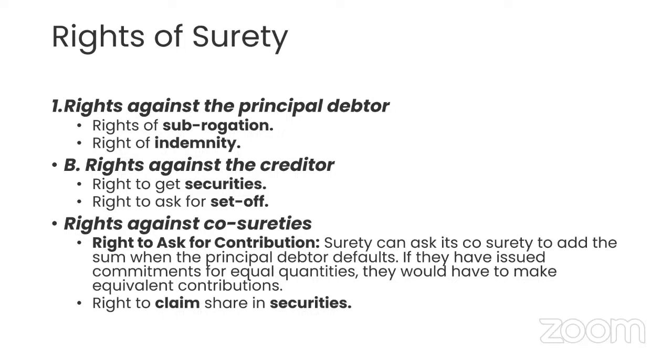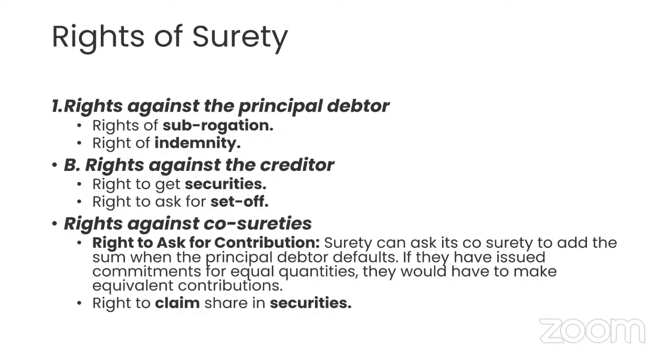The surety also has rights against the creditor. What is the right? The right to get securities. So take for example, while taking a loan, I have given something as collateral, as security. Now, once the surety makes the payment, the surety has got every right to take those securities, those collaterals, right? I told you, the moment payment is made, the surety becomes the creditor and gets all the rights of a creditor. So all the securities have to be transferred to the surety.